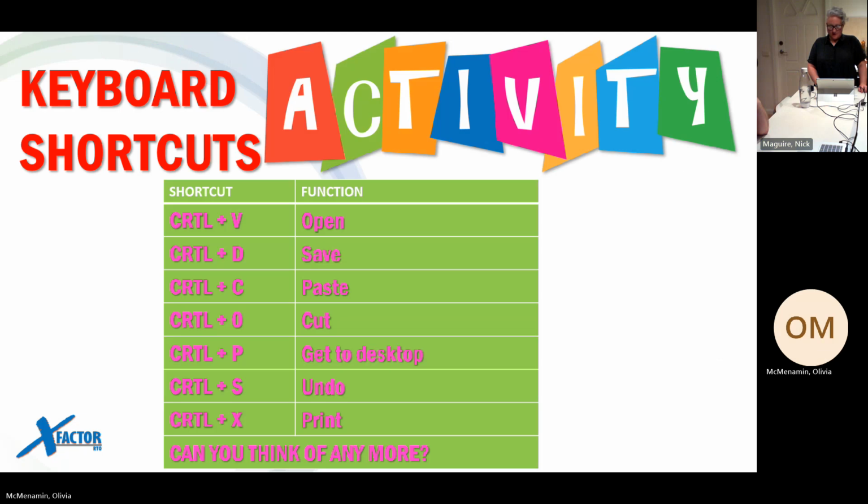Right. Now we've got a little activity. Cool. Okay. Keyboard shortcuts. So I would like you to match up the shortcut with the function that you think it relates to. One of the things that I said to you earlier when we were using that snipping tool option, and you were popping it back into the document, I asked you to use Control V.